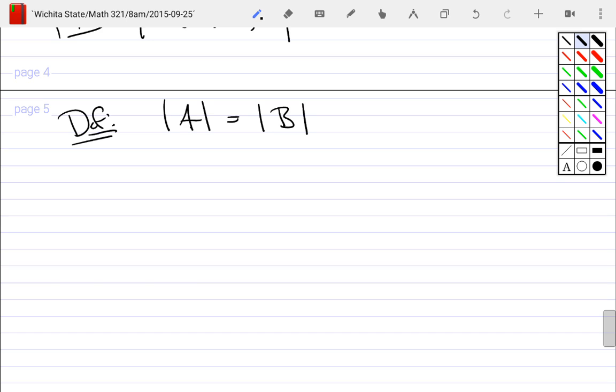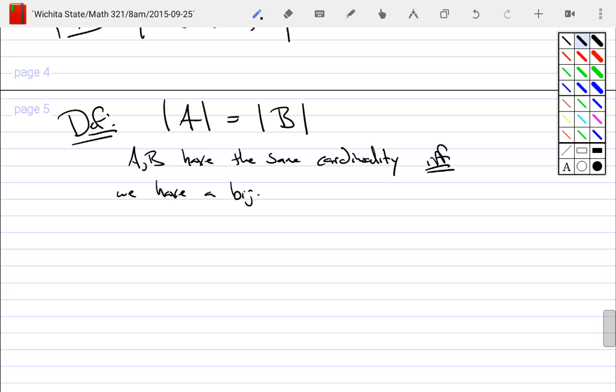So one way to talk about the same cardinality would be to say, if I can make a bijection, A and B have the same cardinality if and only if we have a bijection, a one-to-one and onto rule, from A to B.